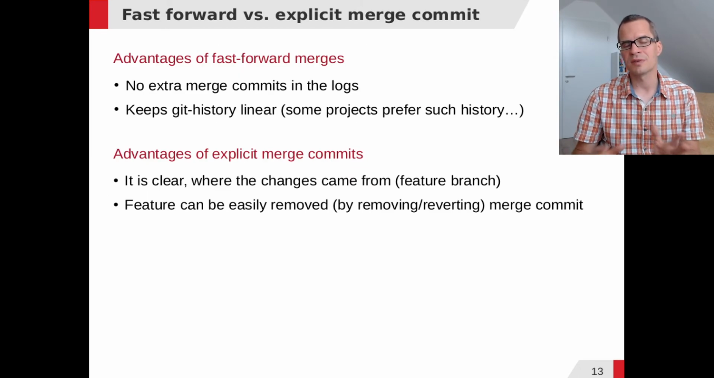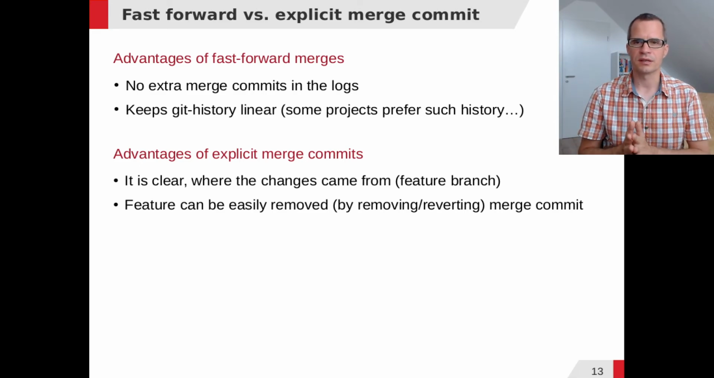I would like to tell you that there are different approaches to fast forward versus non-fast forward, and different projects prefer different strategies. If you make fast forward, it's always nice because you don't have merge commits, you don't have loops in your history. Then history is quite linear.